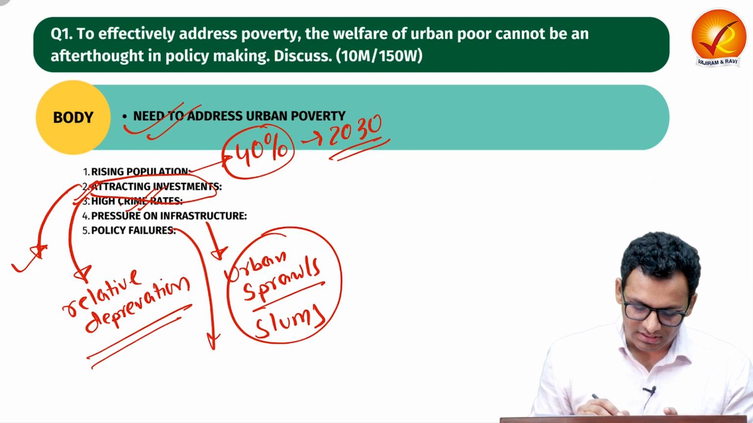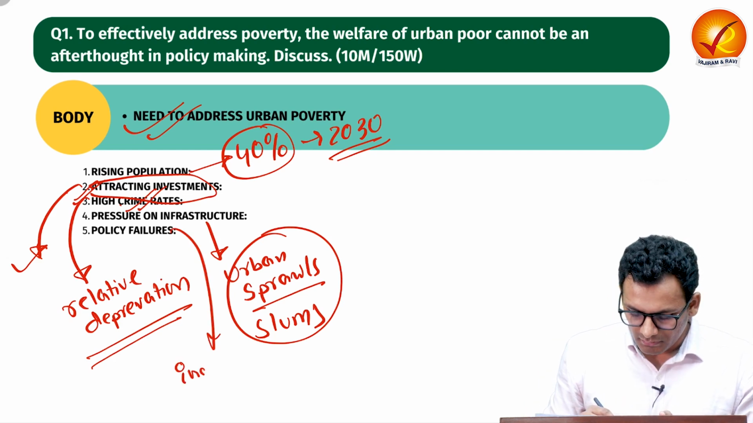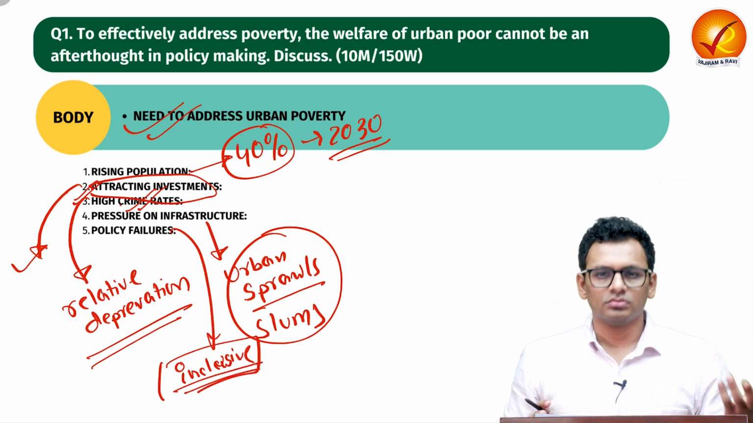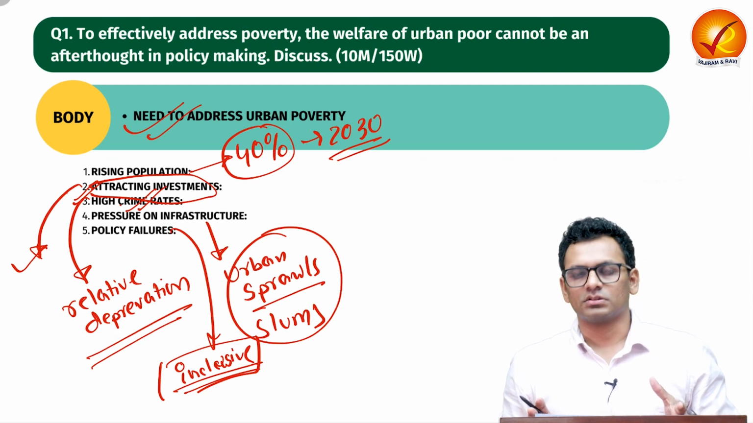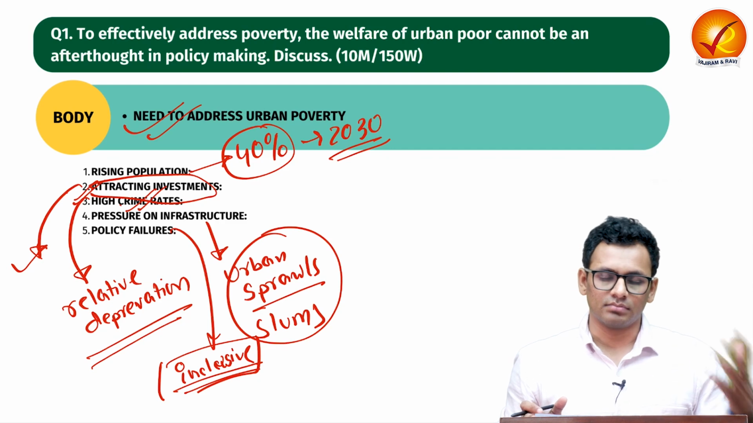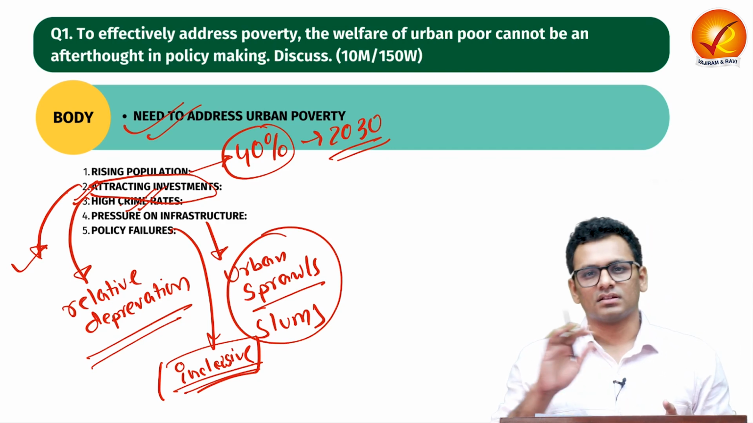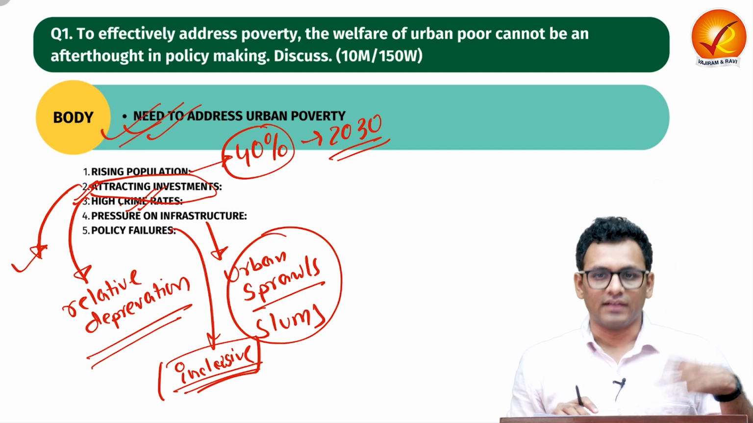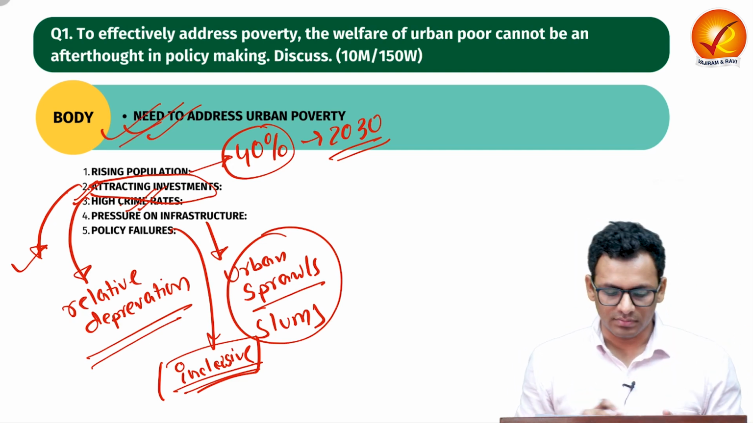Apart from that, we have also seen policy failure because of lack of inclusive policies. Due to certain kinds of discrimination and exclusion that most of the poor population in the urban areas faces, we have certain policy mismatch. So because of such factors, there is a need to address urban poverty.